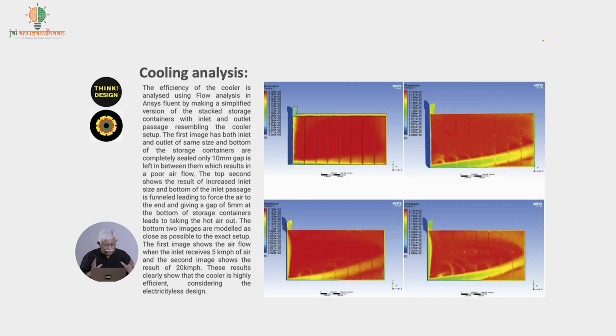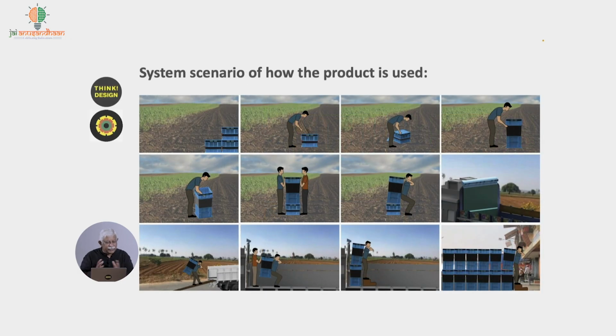So you can see how it is mapped onto the truck itself. And then cooling analysis was done: if all the vegetables have to be cooled, how you can do that, and finally a system scenario of how the product is used. So you can see that that's the farmland and you have the person come here, put the vegetables into the storage unit. And if there are more vegetables, then you can extend it, and that's how he carries it to the truck, and then it's stacked on the truck and the truck carries it to the marketplace.